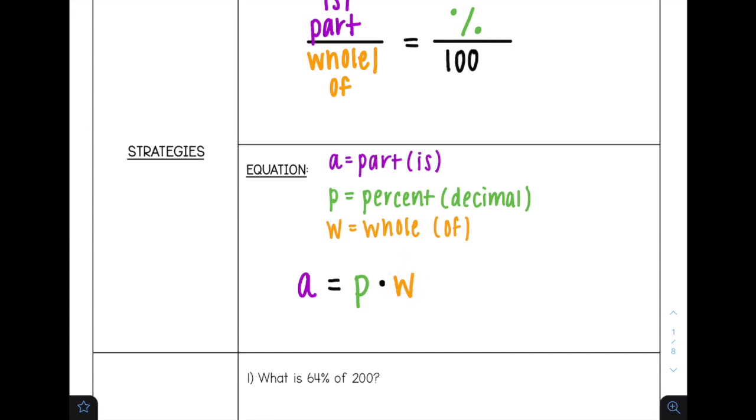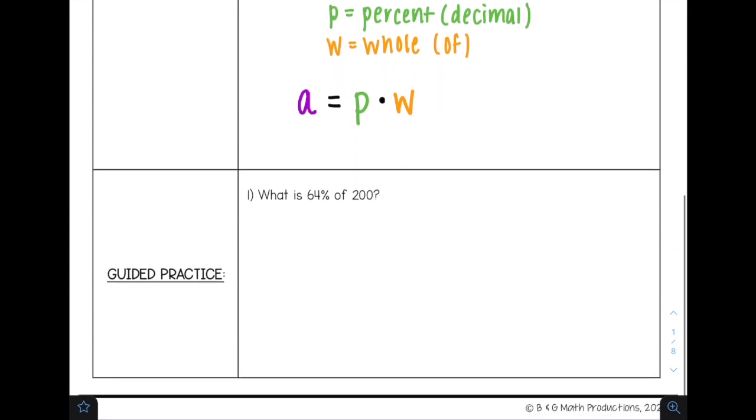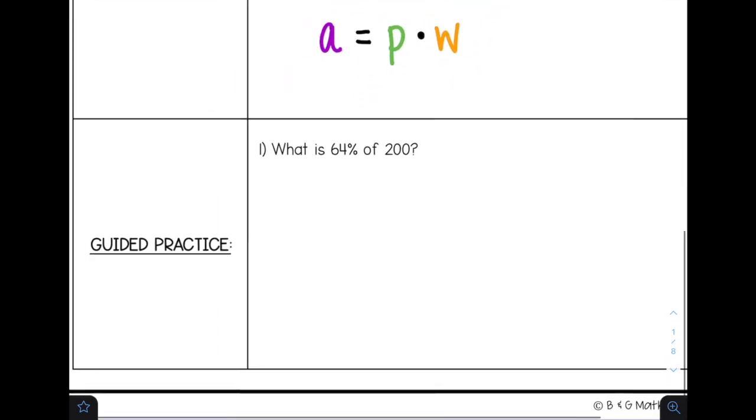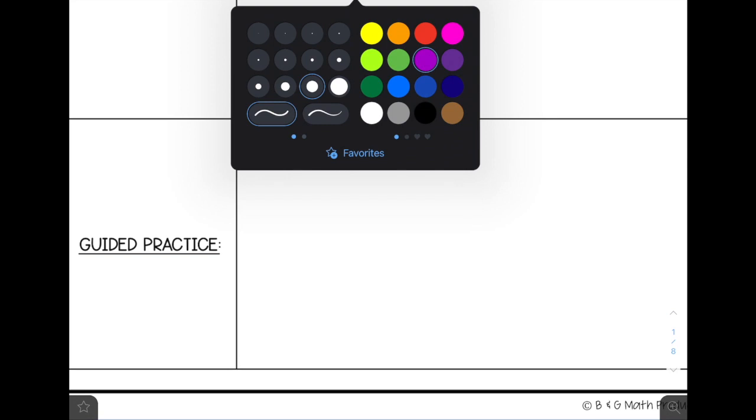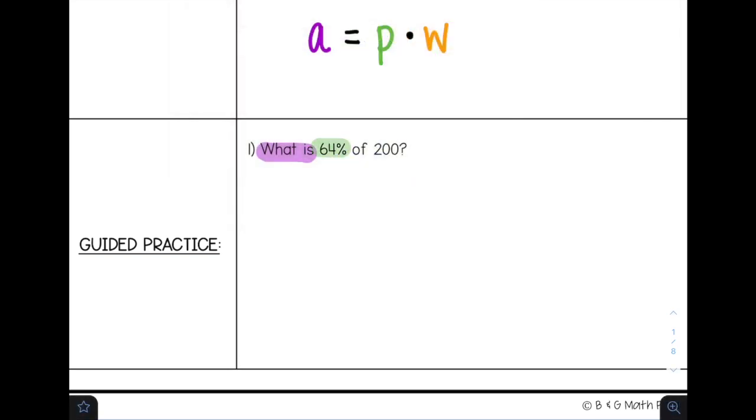We're going to apply this for number 1 in both ways so you can see what it will look like. So for number 1, we're given what is 64% of 200. So think about the different parts that you have. You can start out with what you're trying to solve for. You're saying what is, that's going to be the part. You know you have your percentage, and then the whole is of the entire 200. So let's set up our proportion.